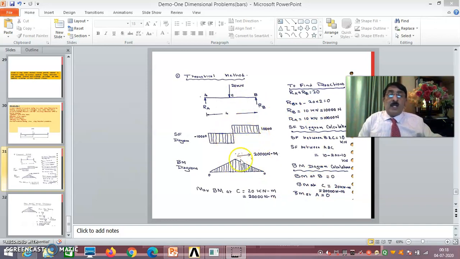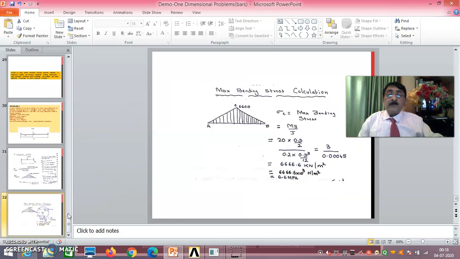This is the shear force diagram. This is the bending moment diagram. This anyway, we'll prove later on using Ansys. Now you see the bending stress diagram. Bending stress diagram also we'll do, and we'll find out what is the maximum bending stress.